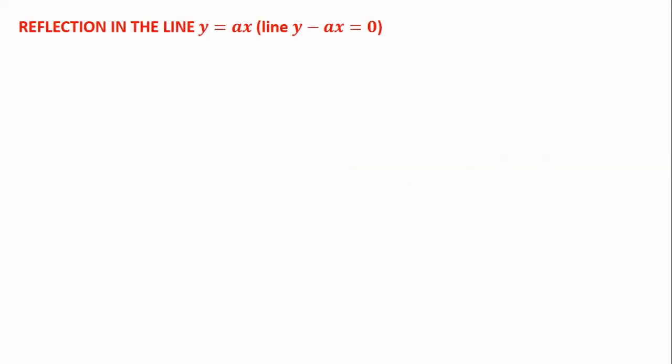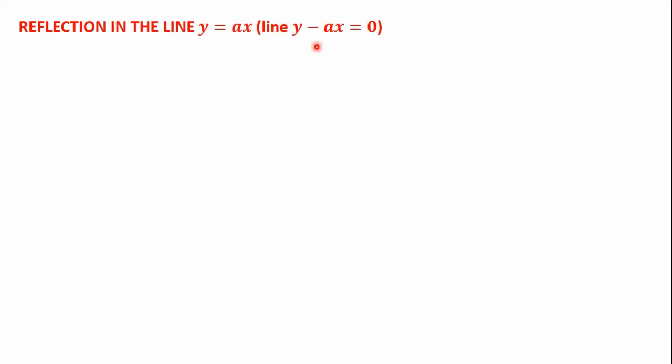Welcome back. We are still on the topic transformation and rigid motion. In the previous video, we learned how to reflect a point in the line y is equal to a. In this video, we are going to learn how to reflect a point in the line y is equal to ax. Reflection in the line y is equal to ax.